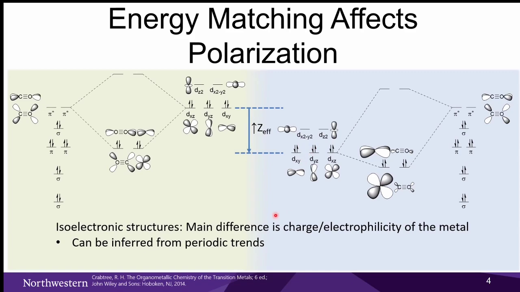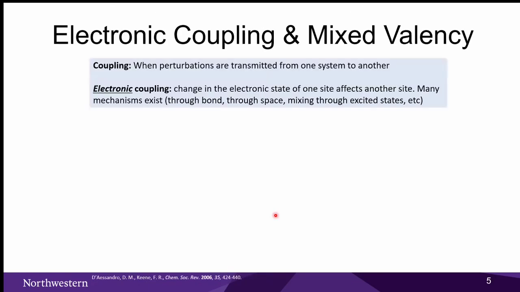So it's something that you can intuit a little bit by just looking at the generic properties of different areas of the periodic table. So keep that in mind, because we're going to get back to that later in the talk. But now I want to introduce electronic coupling and mixed valency.